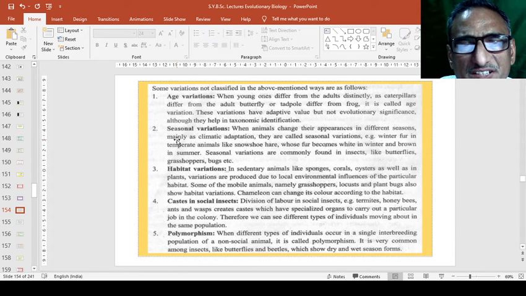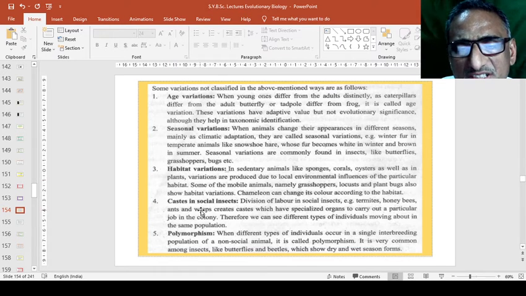Like seasonal variations, commonly found in insects and butterflies. Then habitat variations. There are some sedentary, like sponges and oysters, as well as variations in plants. Some are mobile, some are free living. Example, a chameleon can change its body color according to the habitat. This is called habitat variation.